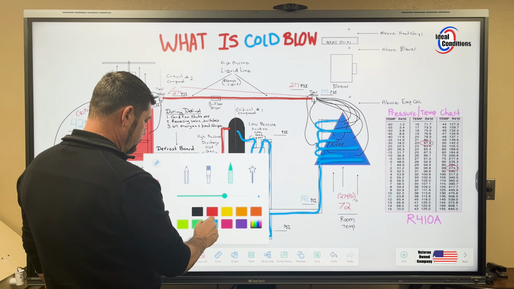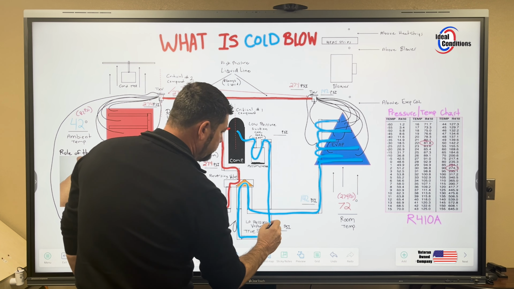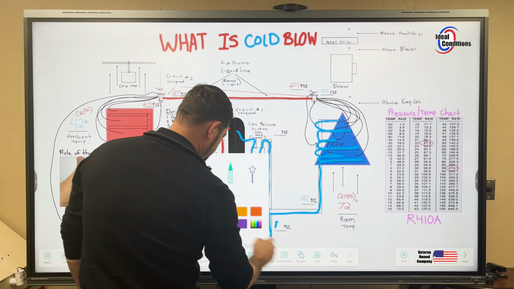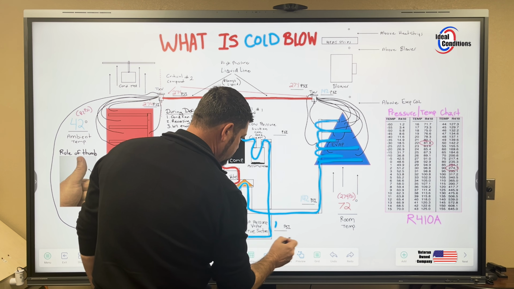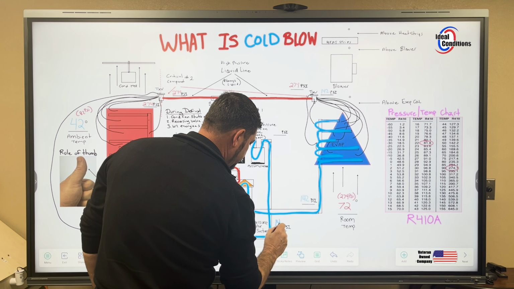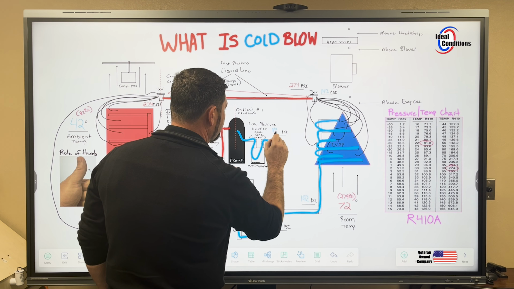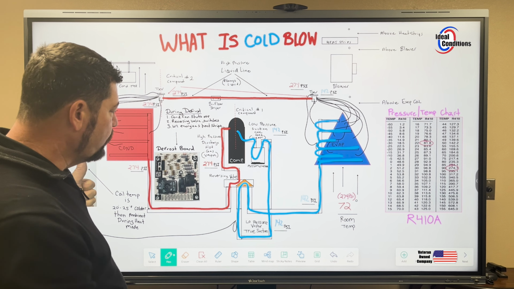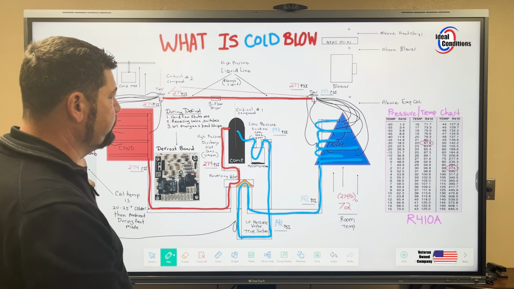So we're going to put 142 here, and 142 here. All right, so 142, 142. So there's pretty much all of our pressures.